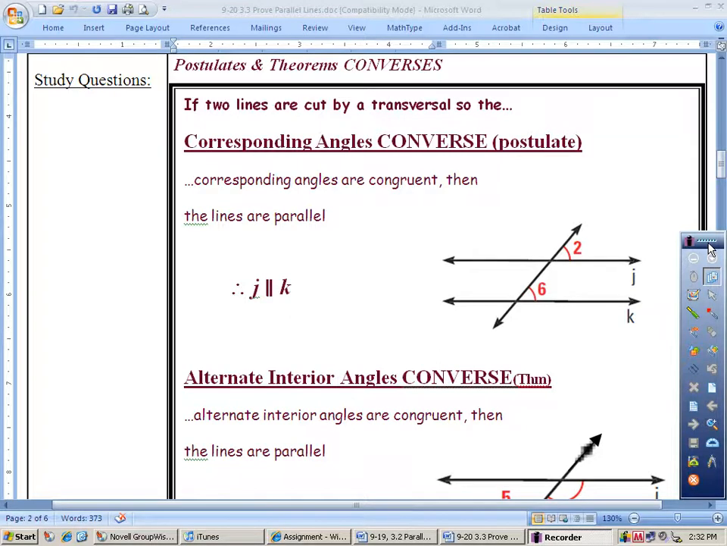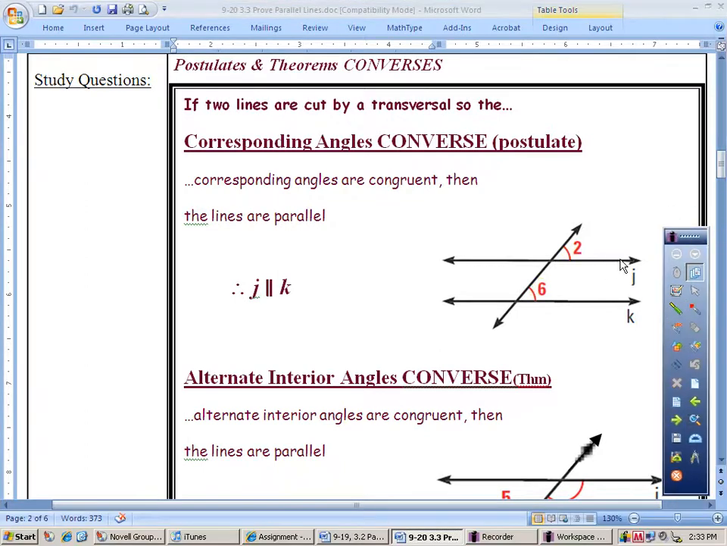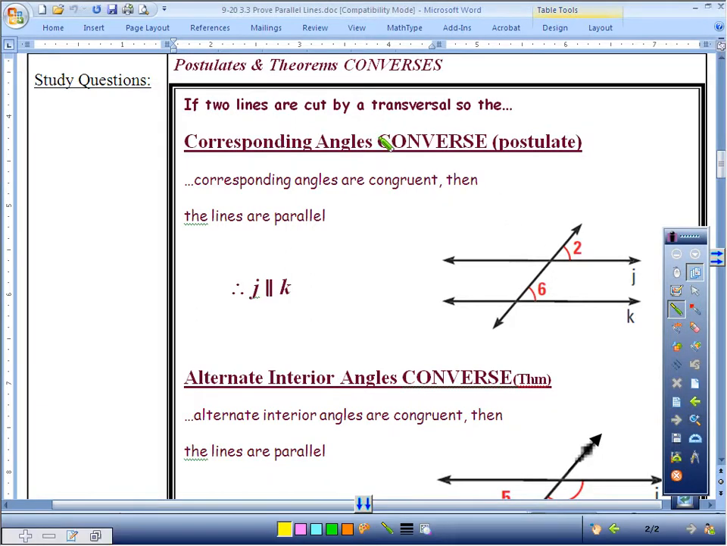So the first one we have here is the corresponding angles converse postulate, which says that if I have corresponding angles that are congruent, such as 2 and 6, then line J is parallel to line K. So it's just the reverse. Instead of the lines being parallel, therefore the angles are congruent, we work backwards, the converse. So if the angles are congruent, then the lines are parallel.